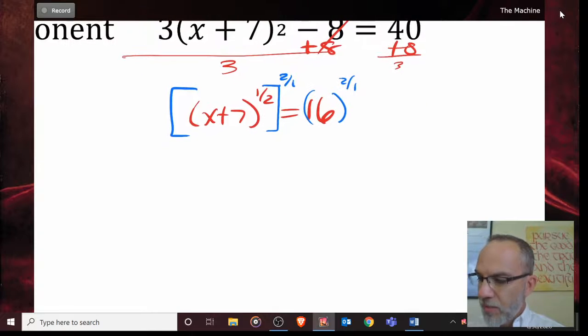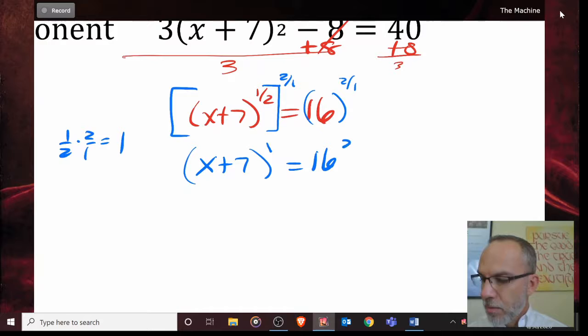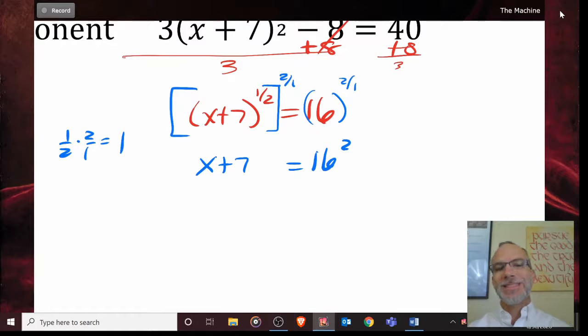How does that simplify on the left? Well, what do you do when you raise an exponent to another exponent? You multiply them. So what is 1/2 times 2? It's just 1. This becomes x plus 7 to the first, right? Because 1/2 times 2/1 is just equal to 1, yes? And then that's equal to 16 squared. But isn't that what we had before just a minute ago? Yeah, didn't we have that? Same thing.